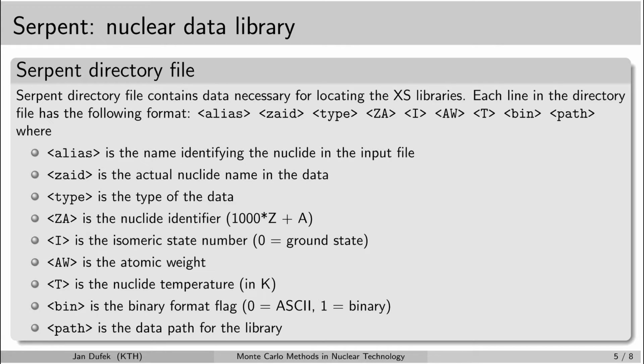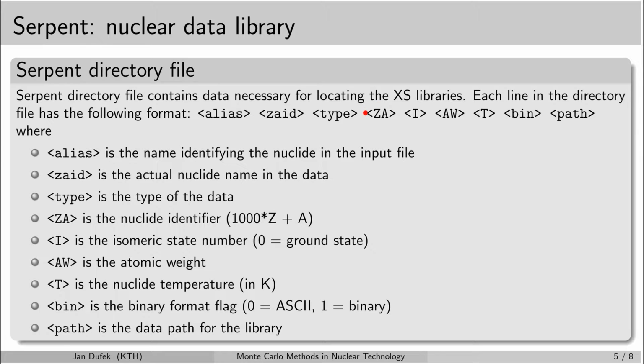Let's have a closer look at the structure of the directory file. The structure is very simple. Each line is devoted to a specific nuclide at a specific temperature. It contains a number of parameters. The first one is the alias name. That's basically the name by which you refer to this nuclide in your input file. The next parameter is the name by which the nuclide at the specific temperature is identified in the cross-section library. The next parameter is the type of the reaction, type 1, 2, 3, so this is just an integer number.